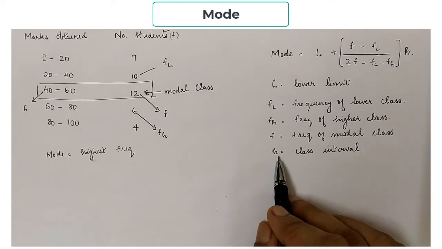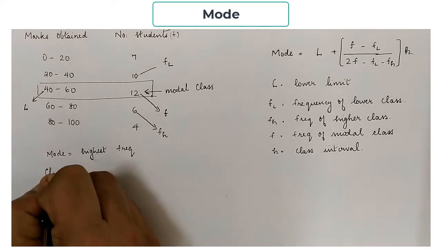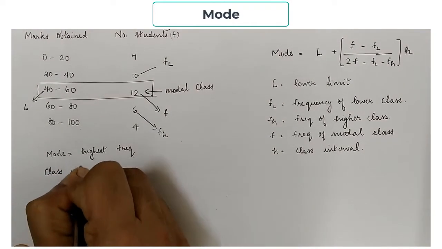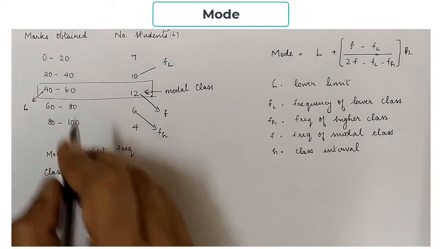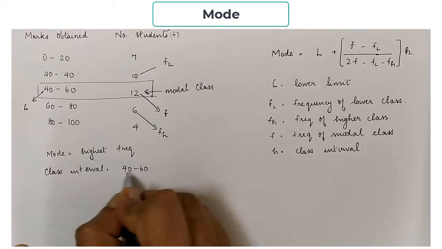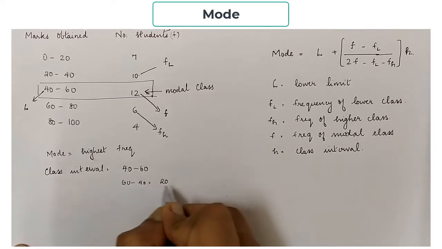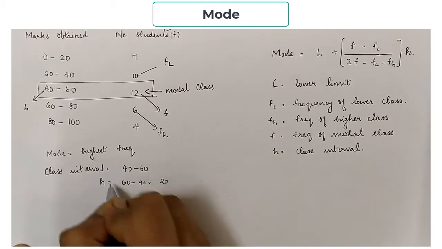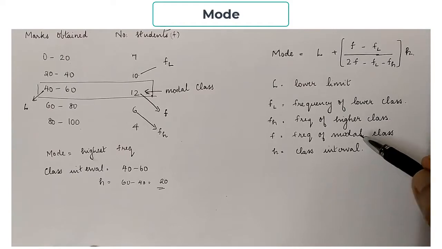Okay, now we have H as the class interval. So this is the class interval. Now what is the class interval? Now let us look into the class interval. Just imagine 40 to 60. So what is class interval? You just try to understand what is the difference. 60 minus 40 is equal to 20. So H is equal to 20. So that is how we got all the different notations.